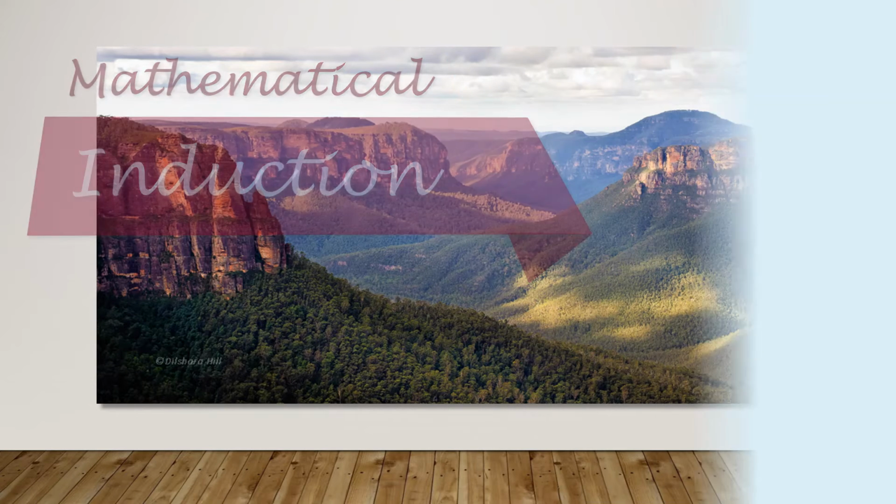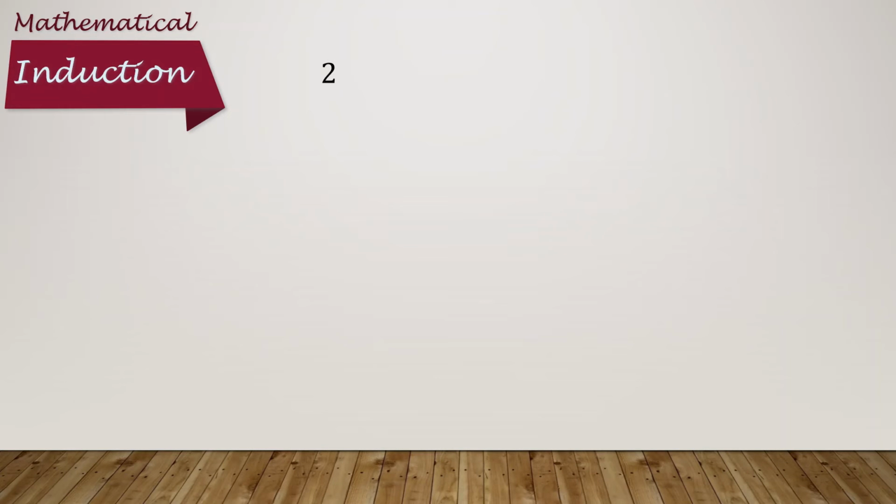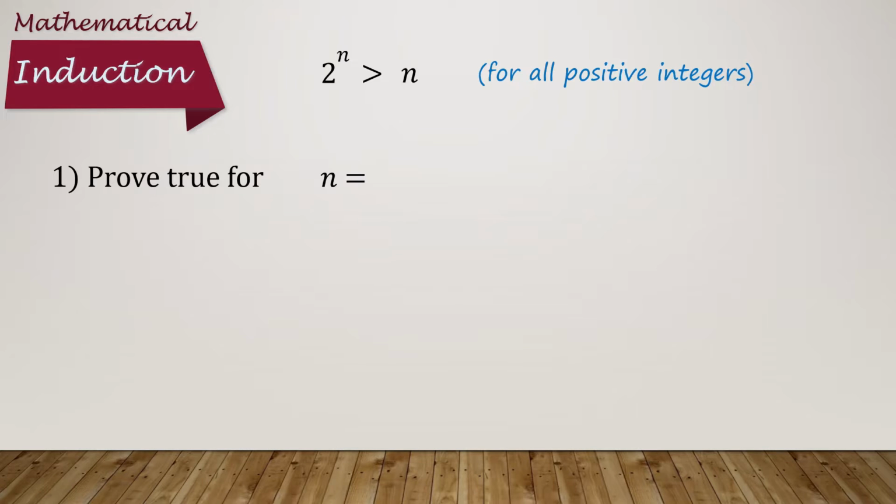Mathematical induction. We're going to prove by mathematical induction that 2 to the power of n is strictly greater than n for all positive integers. Our first step is to prove that it's true for n equals 1.